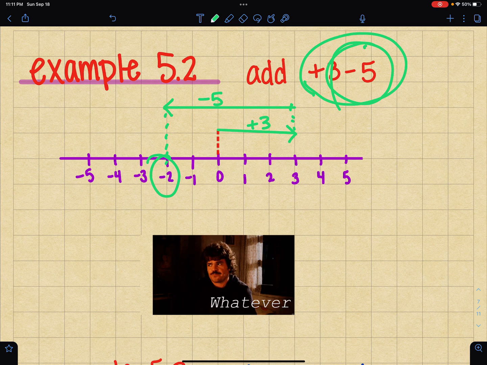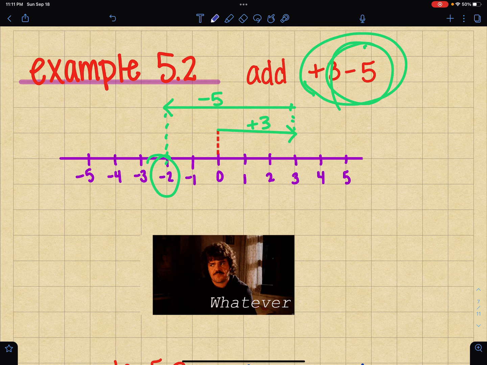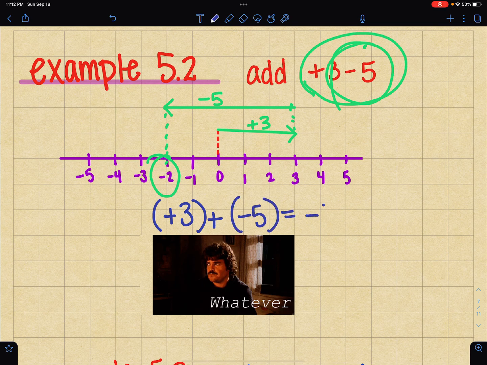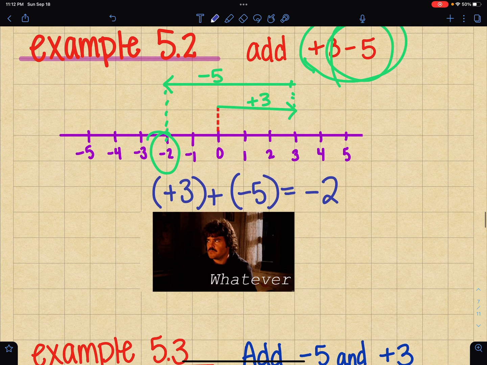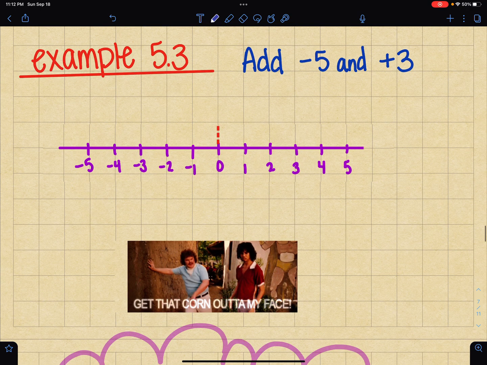And if you want to see what that looks like algebraically, the problem would look something like this. Positive 3 plus negative 5 equals negative 2. That's basically what we just did. I know you're like, whatever, I could have done that in my head. But you got to do it this way because the problems are going to get more complicated and you need to understand this part. Okay, so example 5.3.